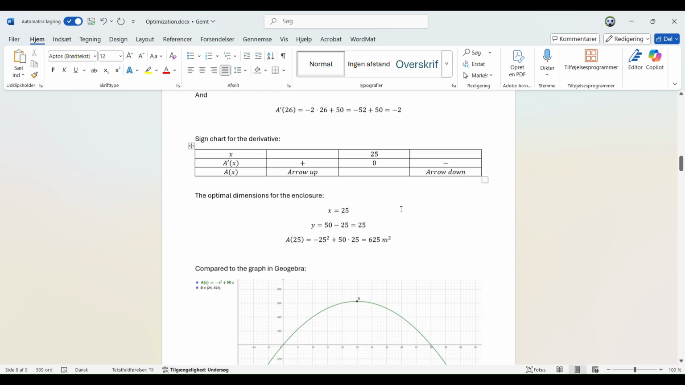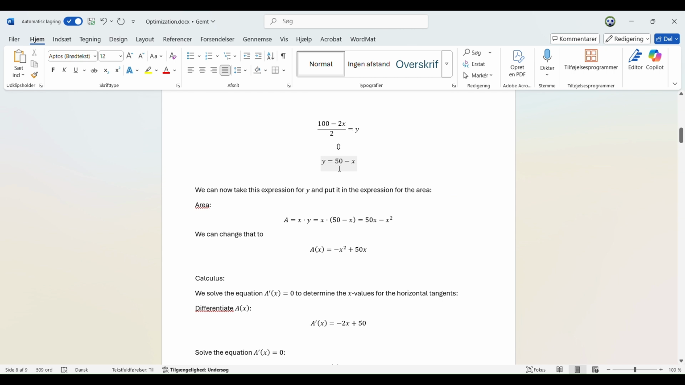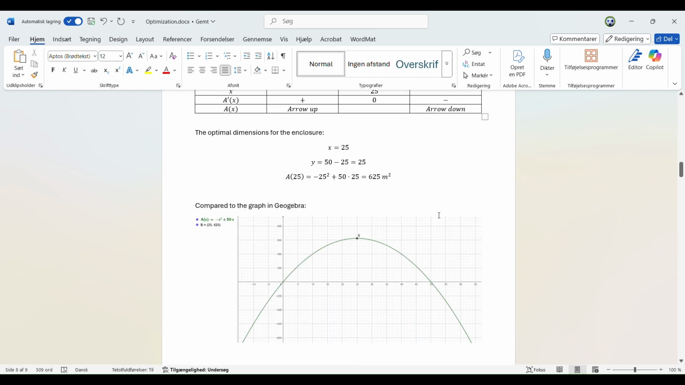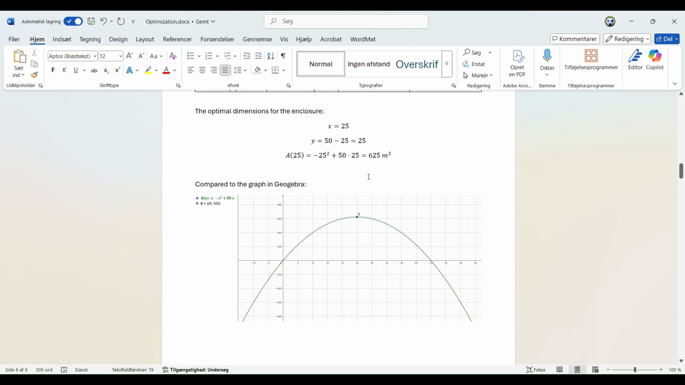We have an expression for y, it's a bit up. This is our expression for y. Now we put in 25, our optimal solution for x, into this expression, and we get that y equals 50 minus 25, and that's 25. So our optimal solution for x is 25, for y is 25, and if we put this x value into our area function, then we can see that it yields an area of 625 square meters. We can almost see it graphically also that it's just above 600 here, so that's 625.